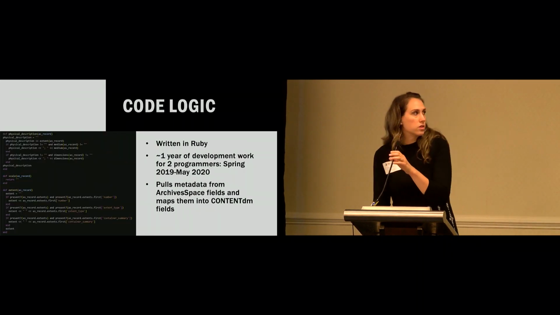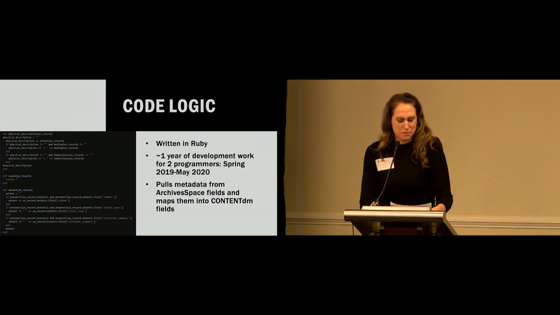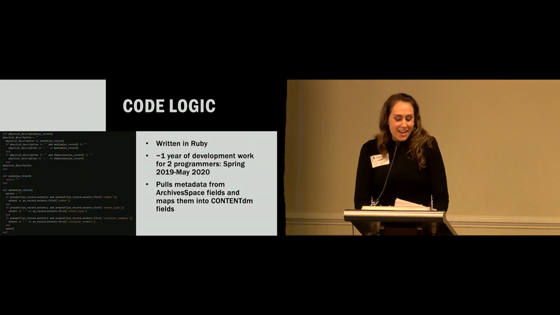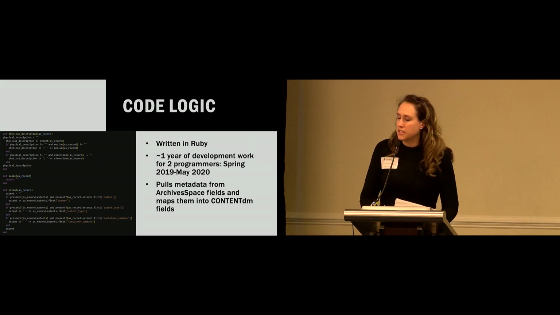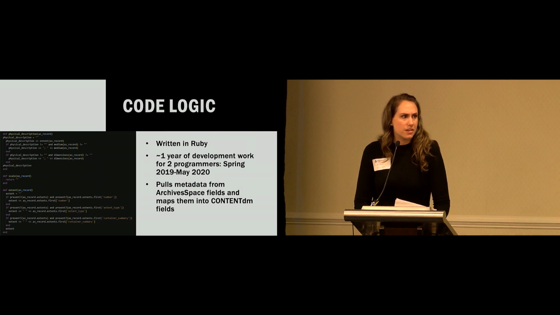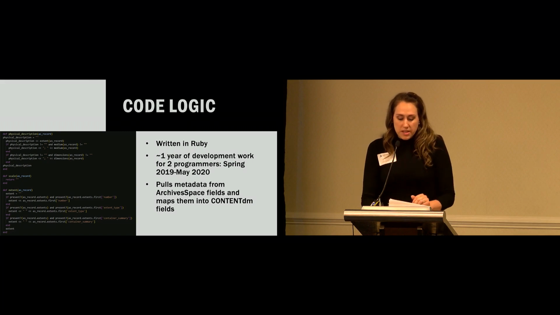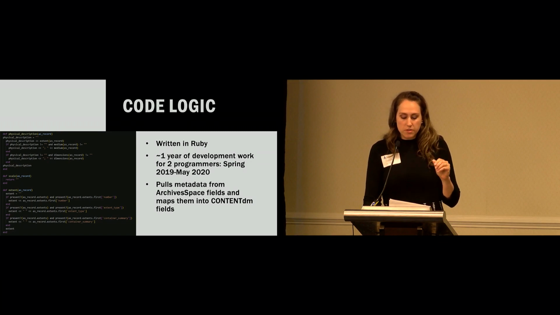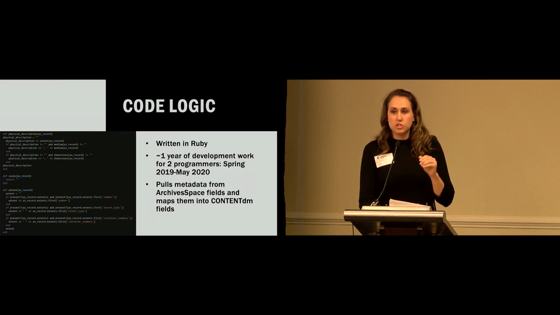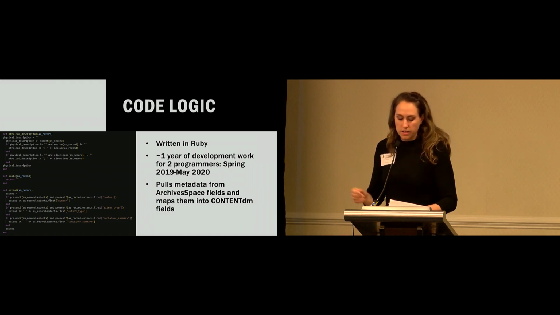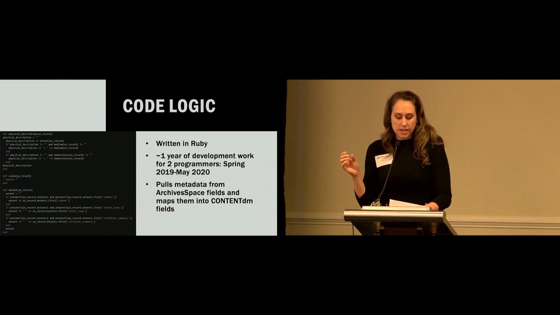So here's some of the code, if you can see it. Probably not. Okay, it was written in Ruby to work with ArchivesSpace. Two developers worked on this, and it took them about a year, but that was during the pandemic, and they were working on other stuff too, so it didn't take too long. But generally speaking, it copies information from certain ArchivesSpace fields and maps those into the corresponding ContentDM fields. Some ArchivesSpace fields will get combined or split if there's not a complete analog. So this top section of the code snippet combines different elements of the extents section into the ContentDM physical description field.